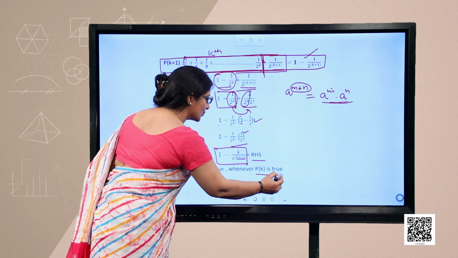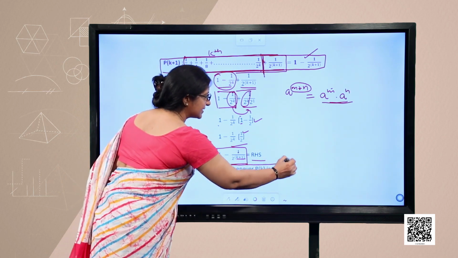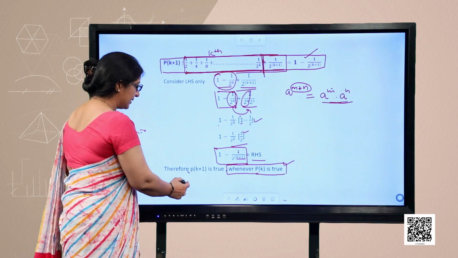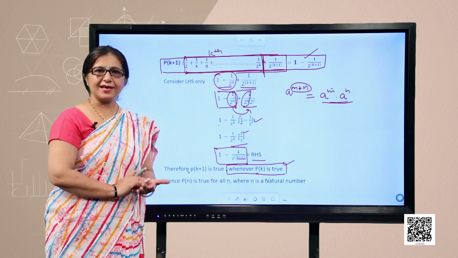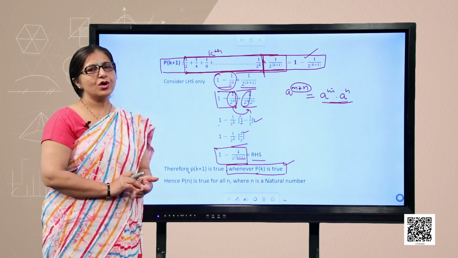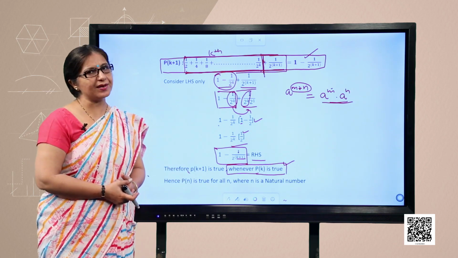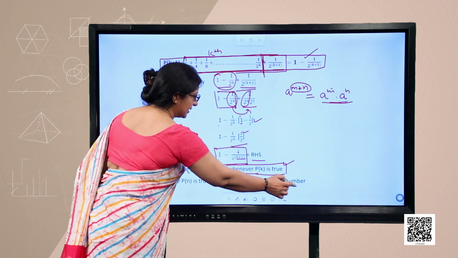Whenever Pk is true, you need to write this statement. And further we can say, P1 is true, Pk is true, Pk plus 1 is true, so we can conclude that the mathematical statement Pn is true for all n belonging to natural numbers.